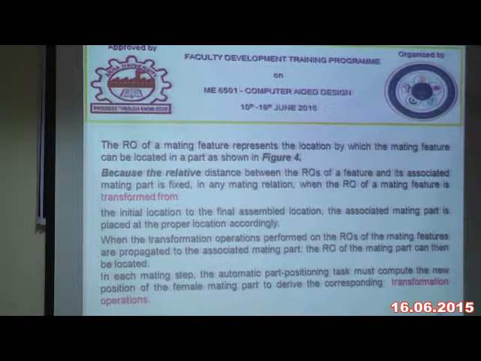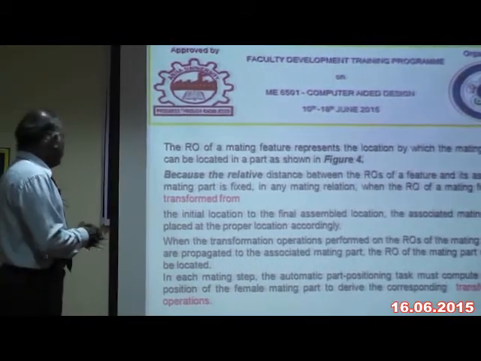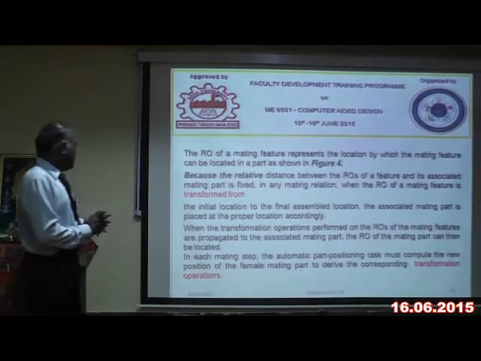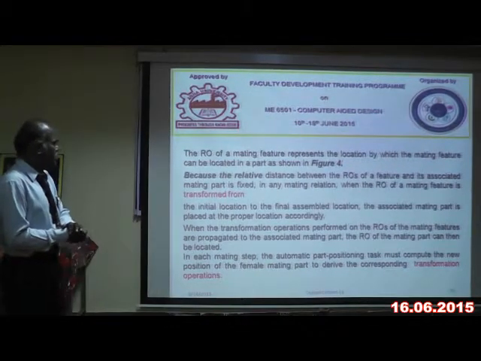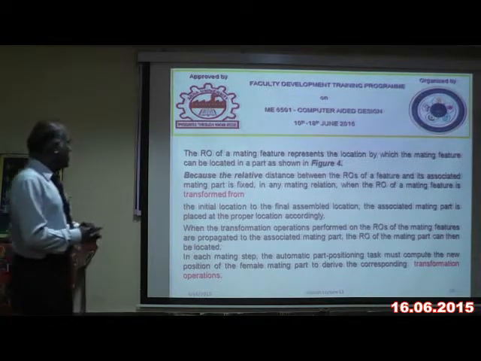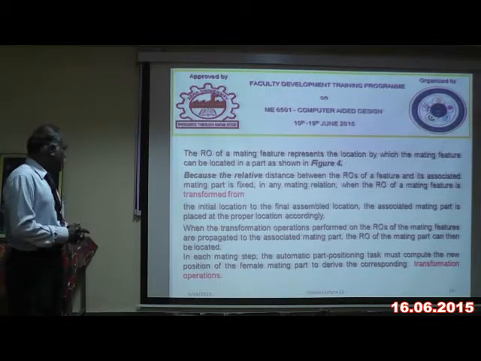Here, transformed form. The reference origin of a mating feature represents a location by which the mating feature can be located, as shown in figure 4. Because the mating reference origin is the reference origin of a feature and its associated mating part feature, the mating relation and the reference origin of the mating feature are in transformed form.